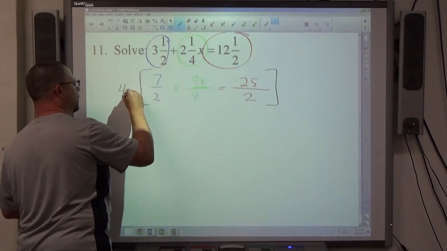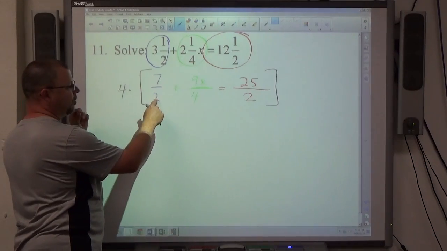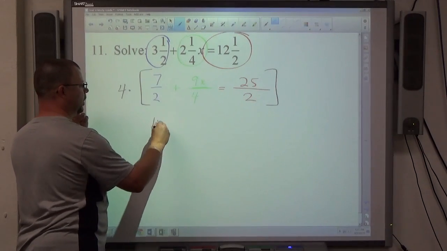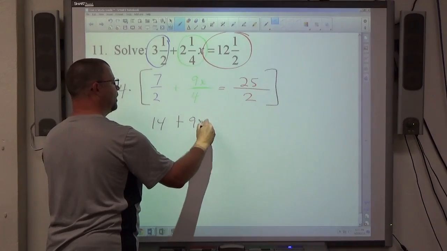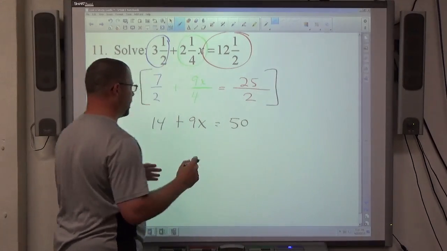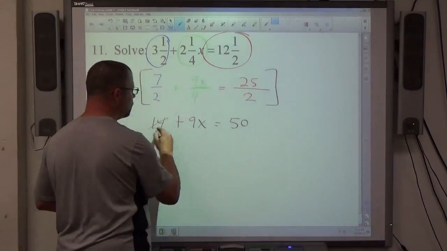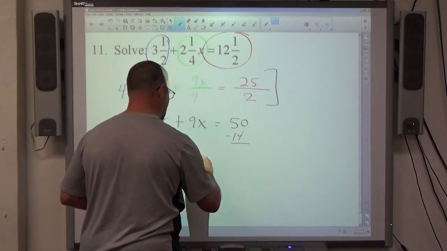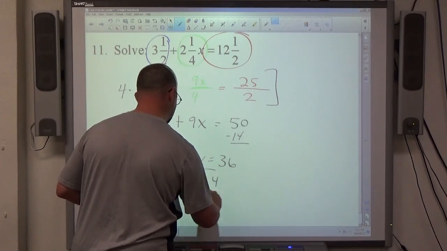I'm going to multiply by 4 to get rid of the fractions. 4 divided by 2 is 2 times 7 is 14. 4 divided by 4 is 1 times 9x is 9x. 4 divided by 2 is 2 times 25 is 50. And just like that, we got ourselves a nice friendly equation. Move the 14 over. I get 9x is equal to 36. Divide by 9, I get x equals 4.